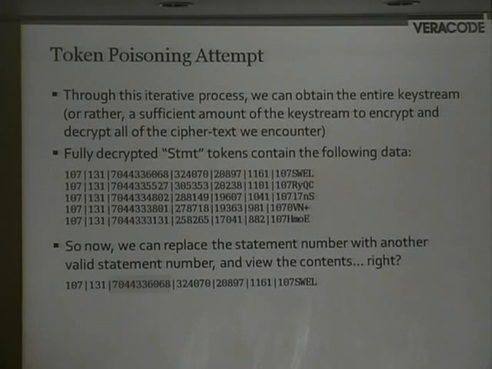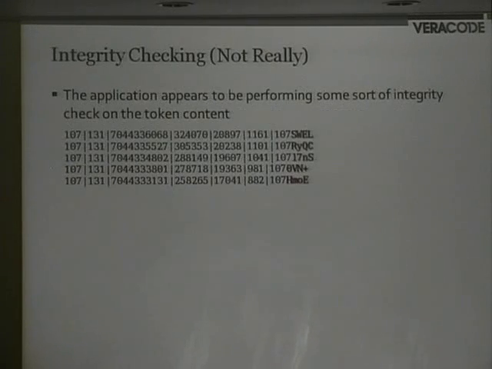And the other stuff, I don't know. They might be user IDs, no idea, but I know the part that we care about. So in theory, we should be able to take one of those and simply replace the token number, the statement number, with another statement number that we know is valid, or just iterate across until we find one, and then view the contents. It didn't work.